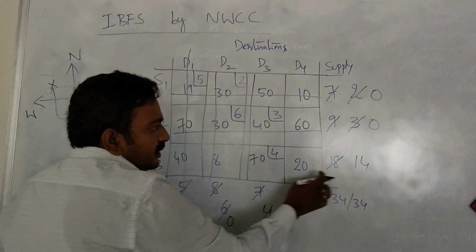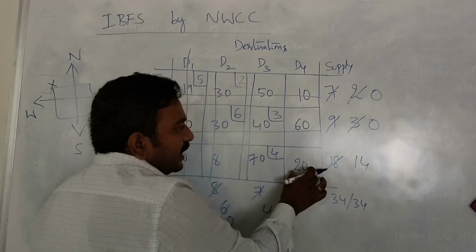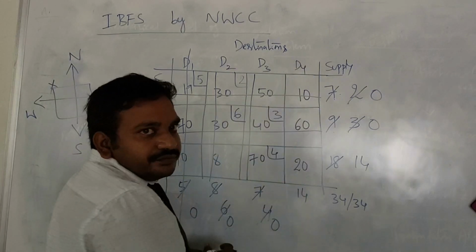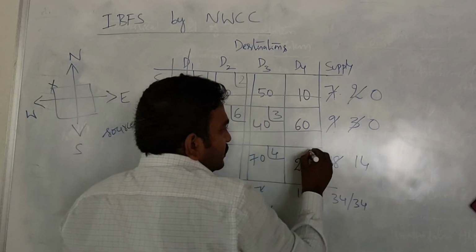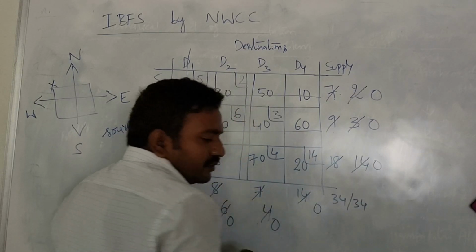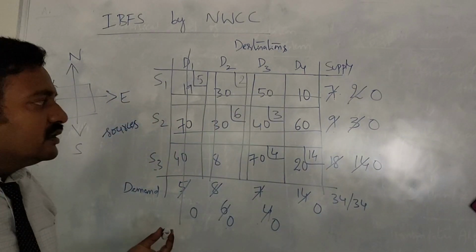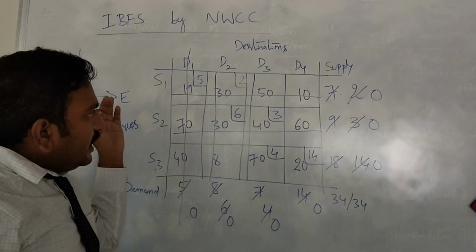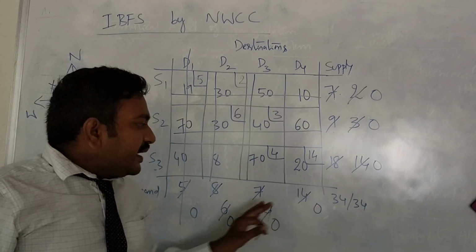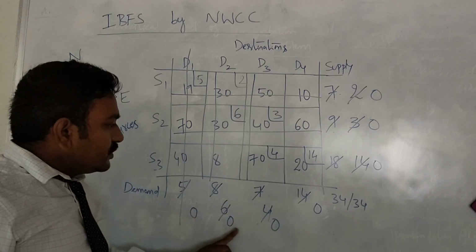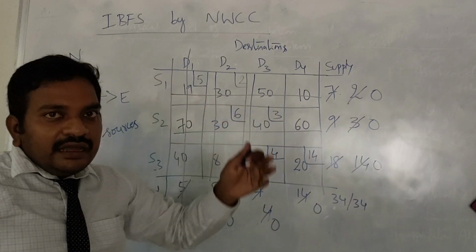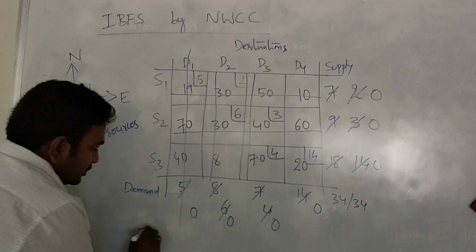After this, I reach the last cell of the table. I started at S1, D1, and now I have reached S3, D4. Here 14 and 14. So I am able to assign 14 here. So 14, 0 and 0. That's it. I assigned all of my available supply to all of my requirements. 0, 0, 0, 0, 0, 0, 0 and completed. 34 units are allocated. Now find out the transportation cost.